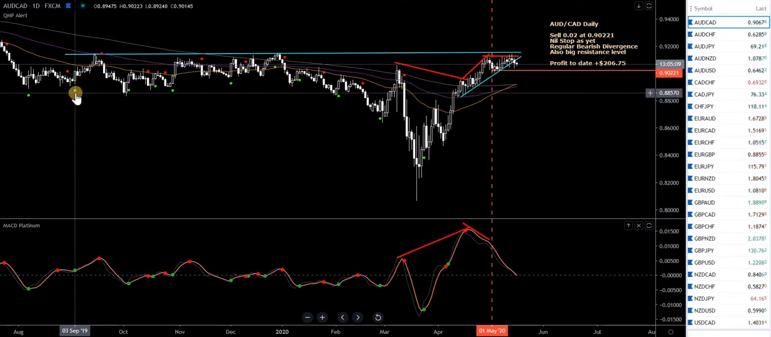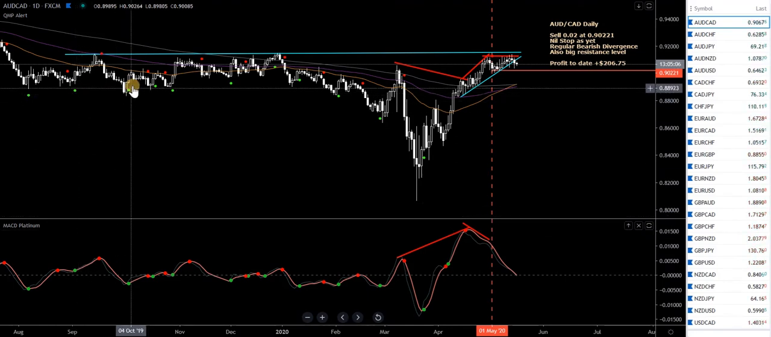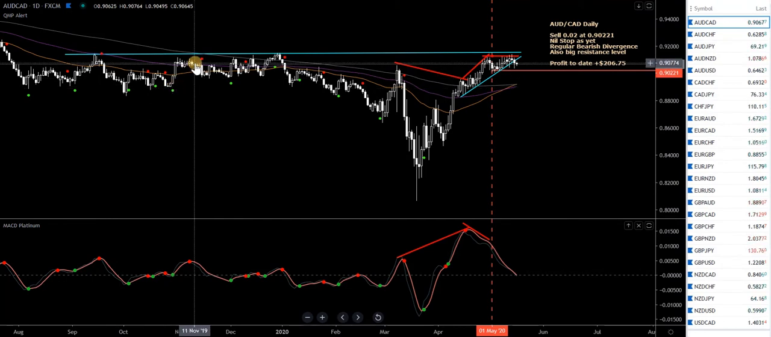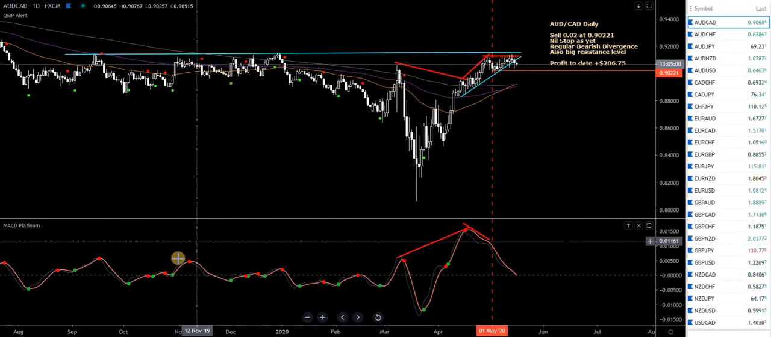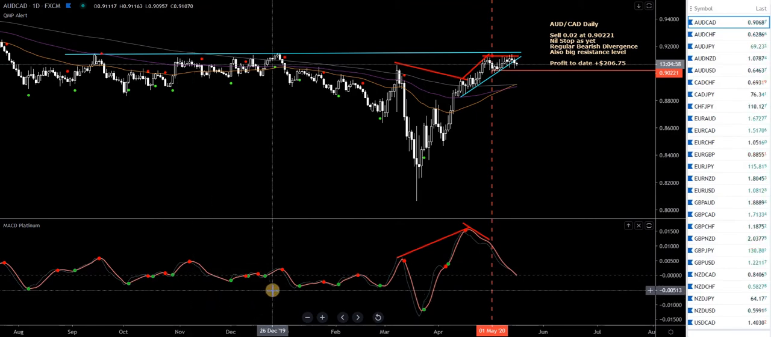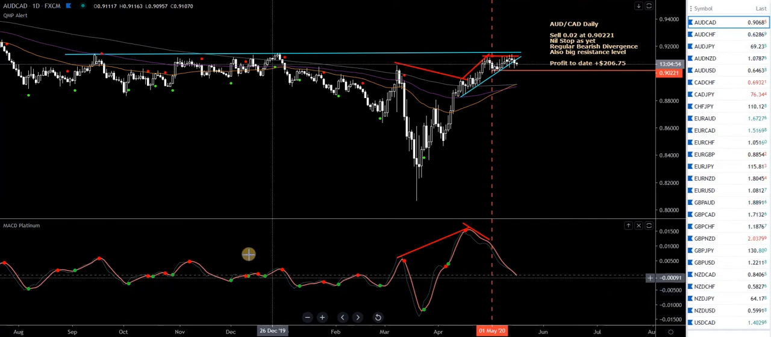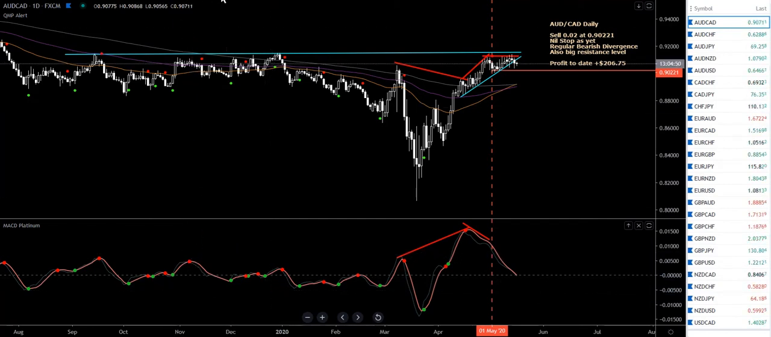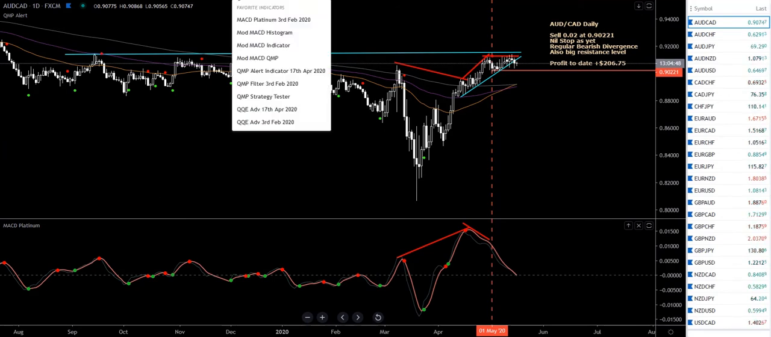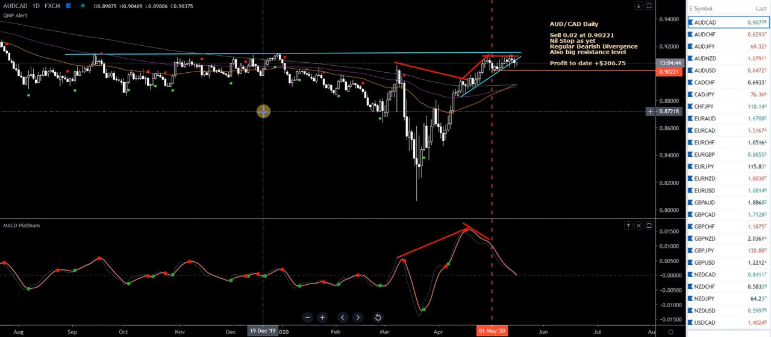We've got the QMP filter, which is these green and red dots on the price chart. All they are is a combination of the MACD Platinum, which is this bottom indicator, a zero lag MACD, and the QQE Advance, which I don't have displayed on the chart, but I'll put one on there for you. So we'll have a look at the QQE Advance.